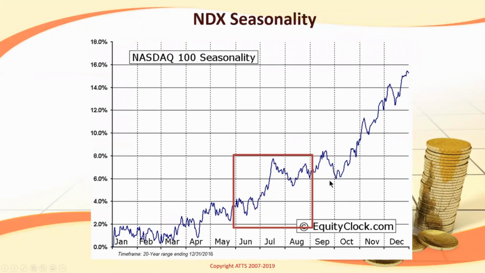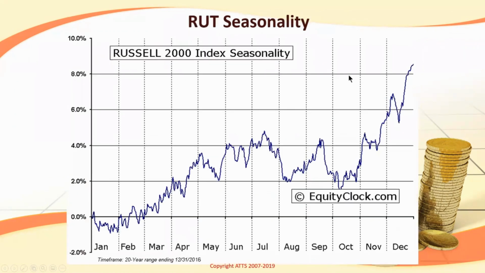Here's where we're sitting on NASDAQ. NASDAQ tends to have a little bit of upward bias going into July, a little bit of a pullback in mid-July for the summer months, and then it rockets out of here for the end of the year. Same thing on Russell. Russell tends to move sideways this time of year, falls off from mid-July down to part of August.